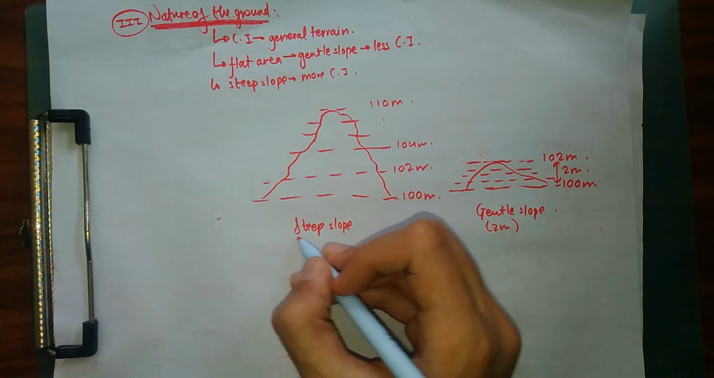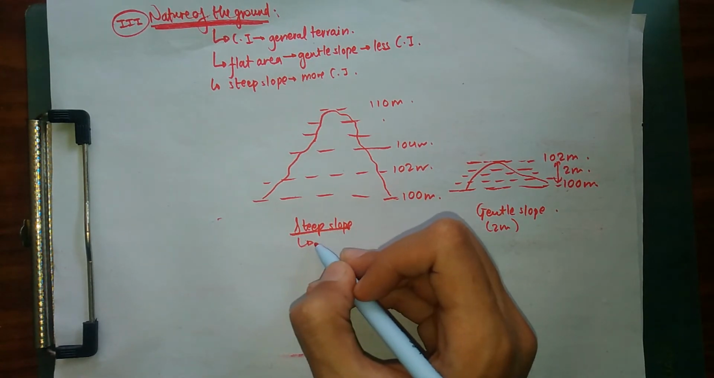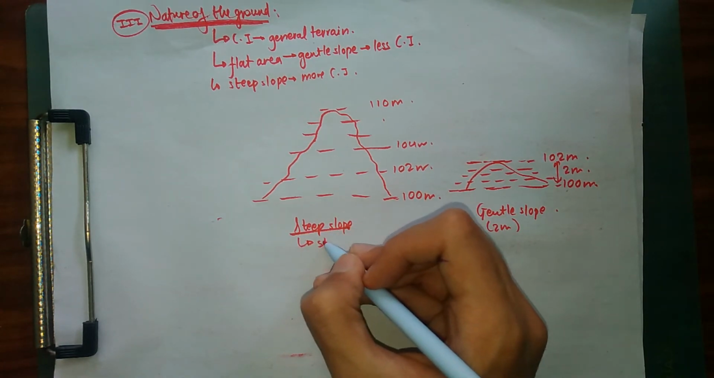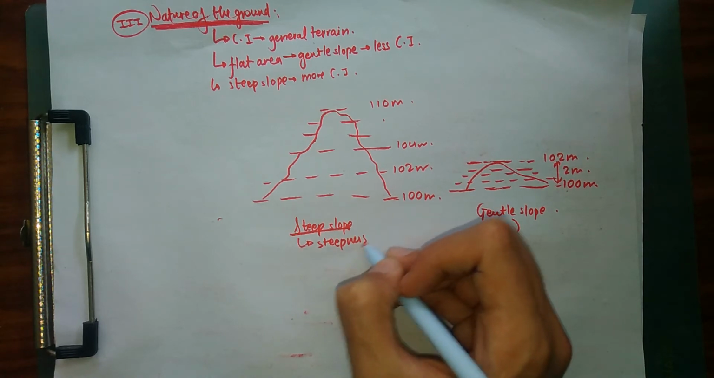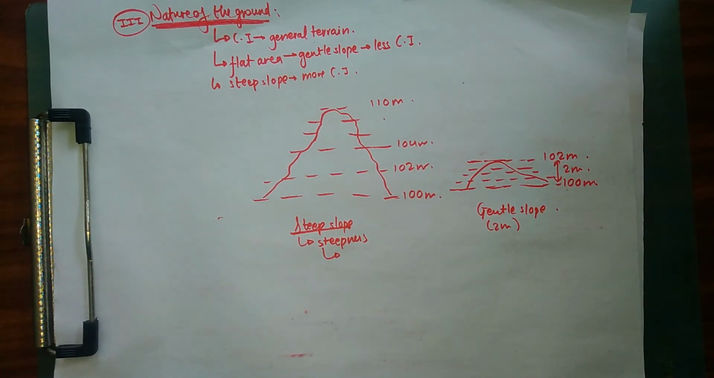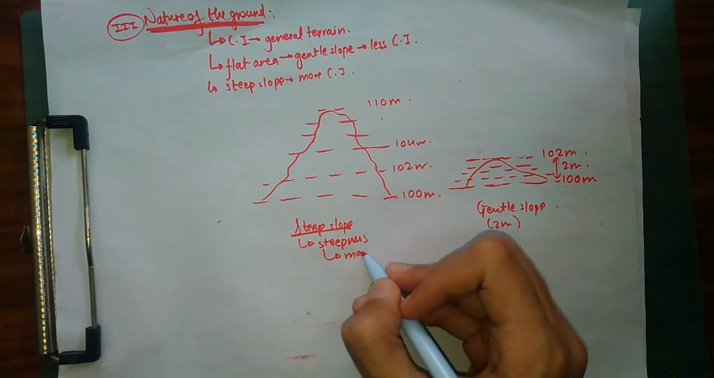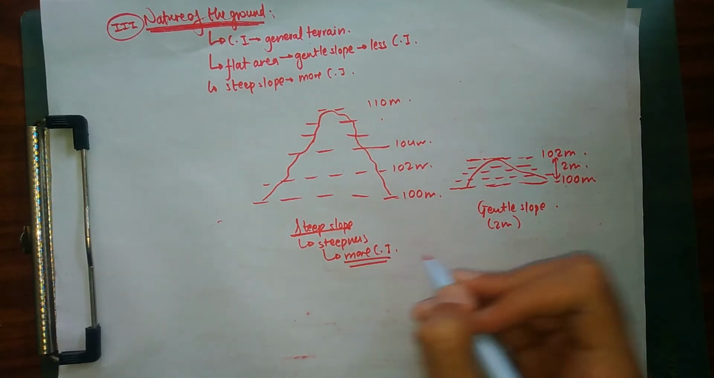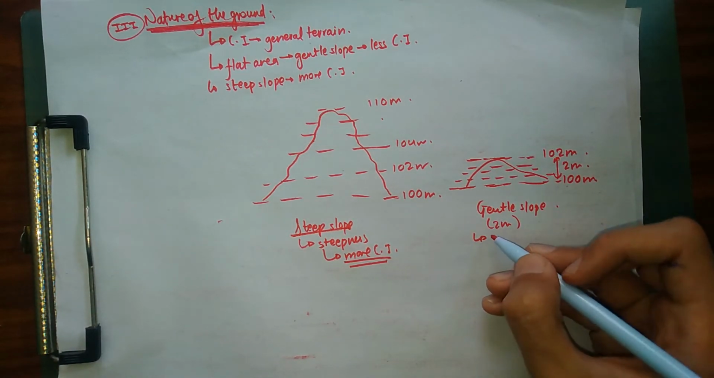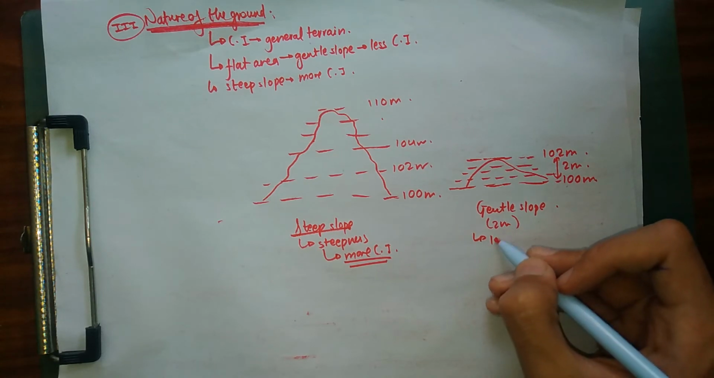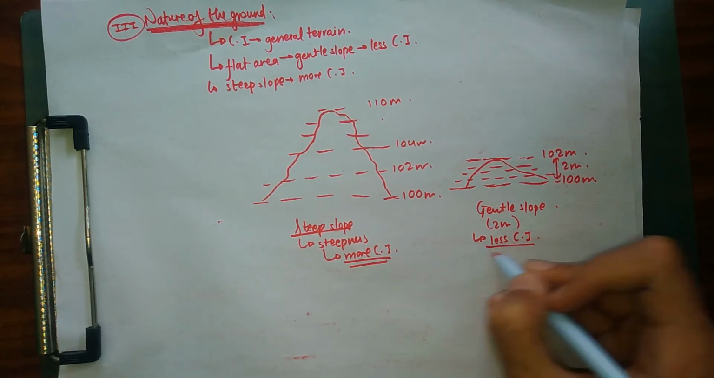So for the steep slope, where there is steepness in the ground, I'm going to use a larger contour interval. While where there is a gentle slope, where there is less slope difference, I'm going to use a smaller contour interval as well.